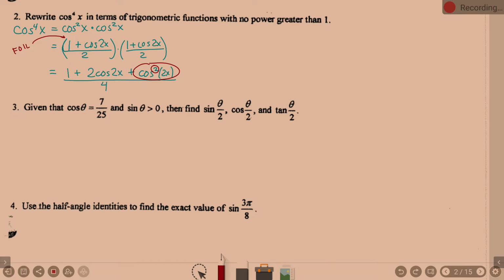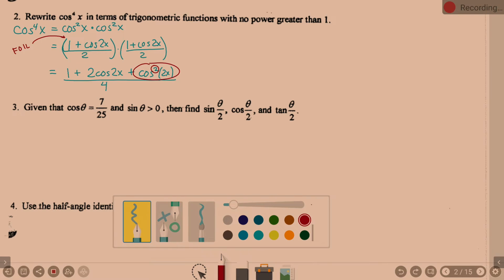Now, as we look at this right now, we already have a fraction, right? And when we substitute in for cosine squared, we're going to have a fraction within a fraction. So as we get ready to substitute, I'm going to rewrite this also in a different form.